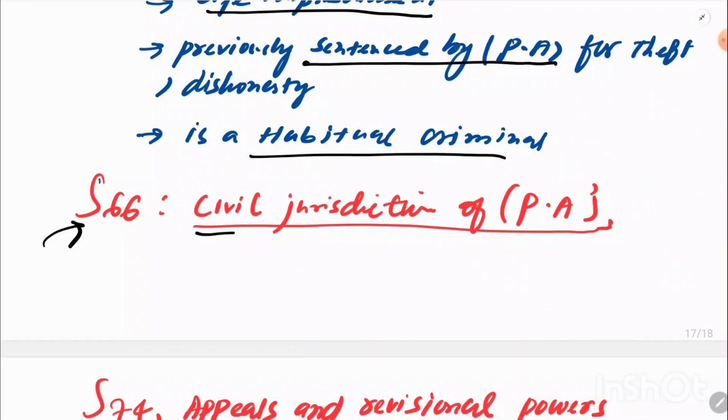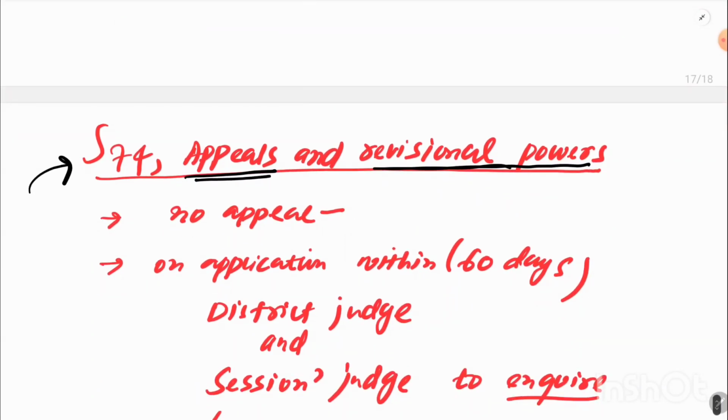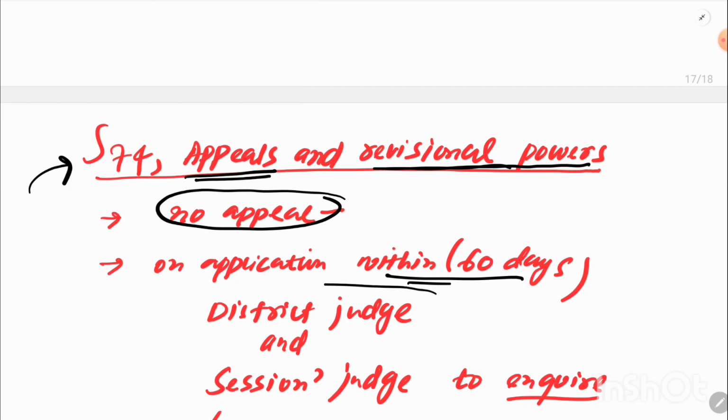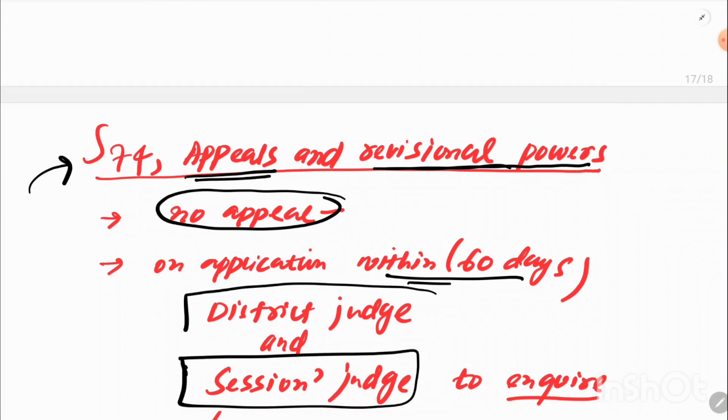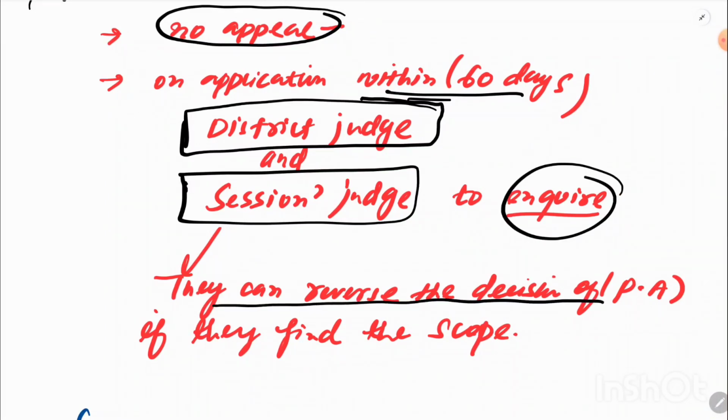I mentioned it here. It talks about the civil jurisdiction of Panchayati Adalats. Okay, now moving to section 74, there are many sections in between, but not that important. Section 74 deals with appeals and revisional powers. For example, there is a decision that has been given by Panchayati Adalats. In the first instance, there cannot be any appeal against them. But in case a sensitive issue is raised and an application is given within 60 days, the district judge and the session judge shall set an inquiry. And if they find after inquiry that the decision of the Panchayati Adalat was illegal, then they shall reverse the decision if they find the scope to do so. Okay, I hope it's clear.